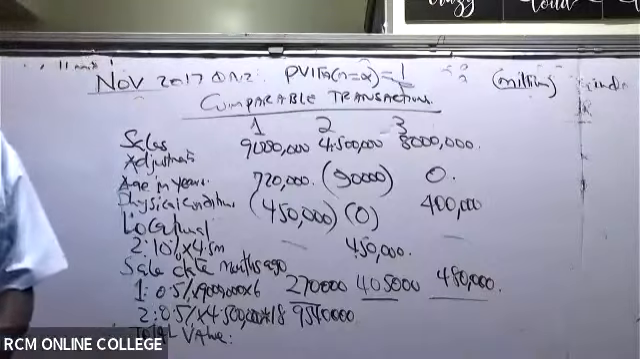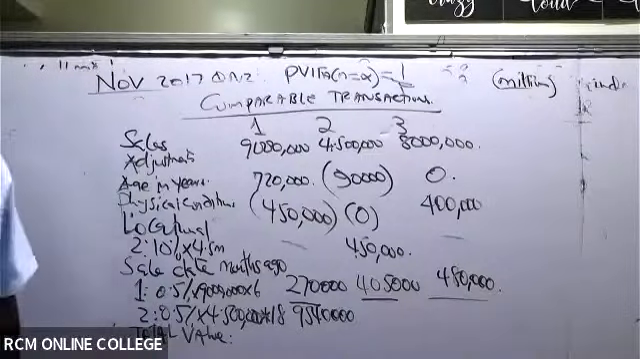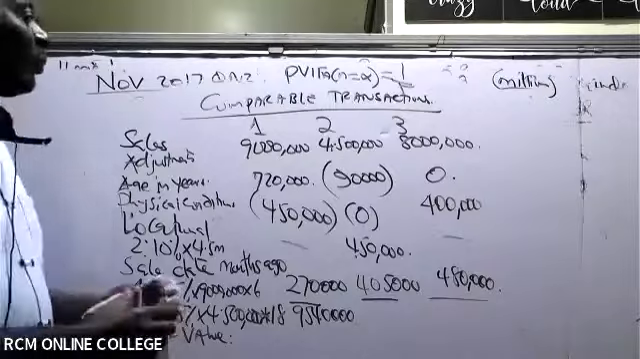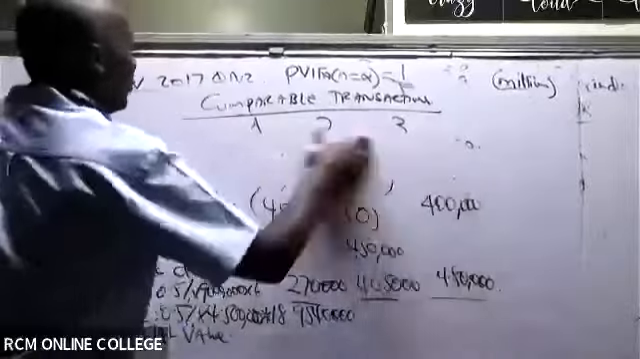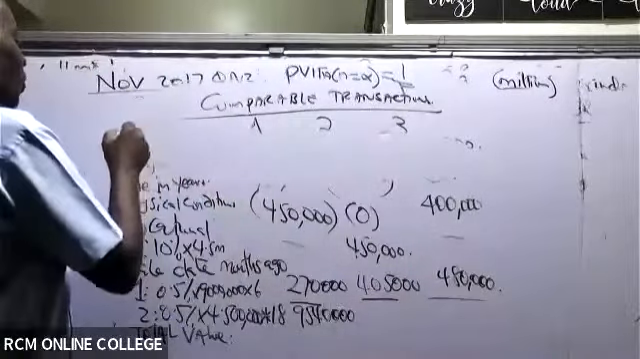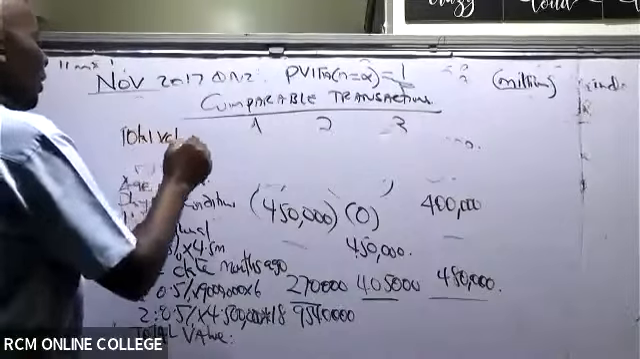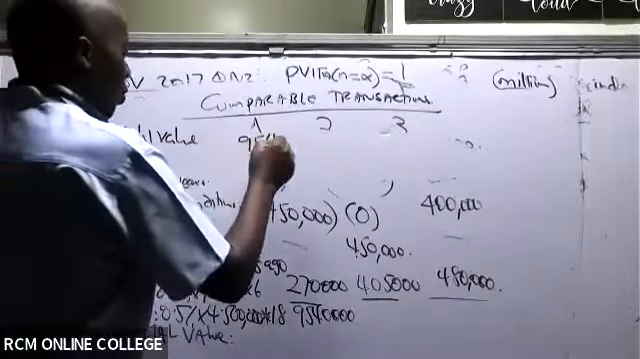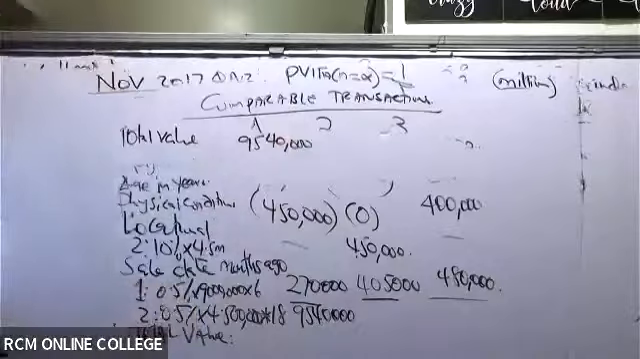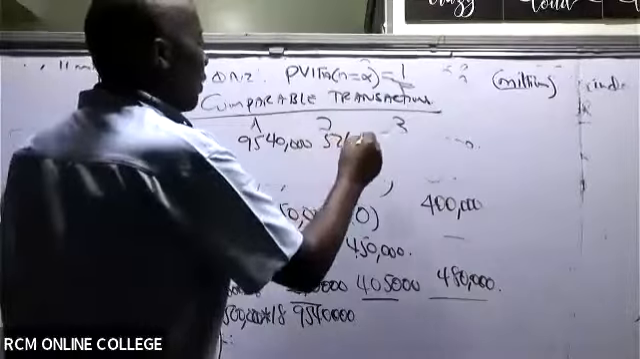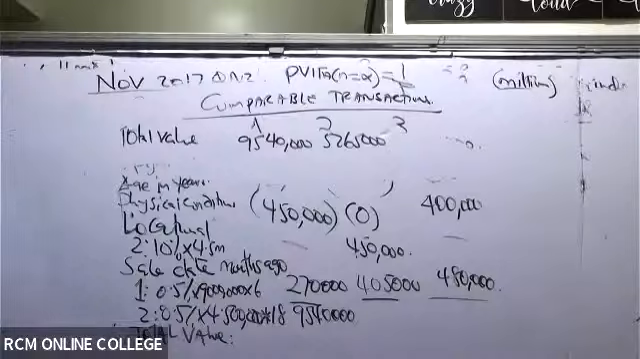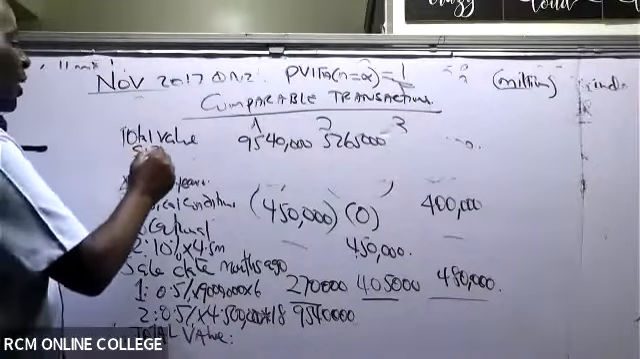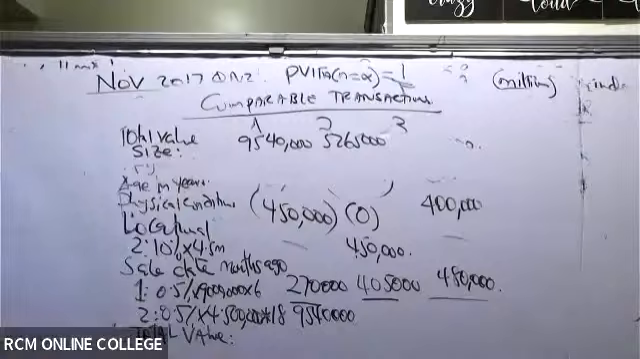So once you get the total value, this is 9,540,000. I don't know how much you're getting for the second one. 5,265,000. And then number three, the last one. So we have here the size of these properties.